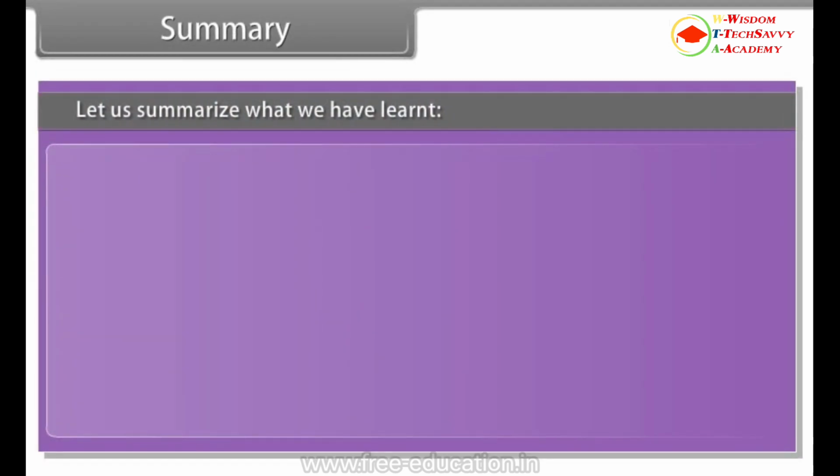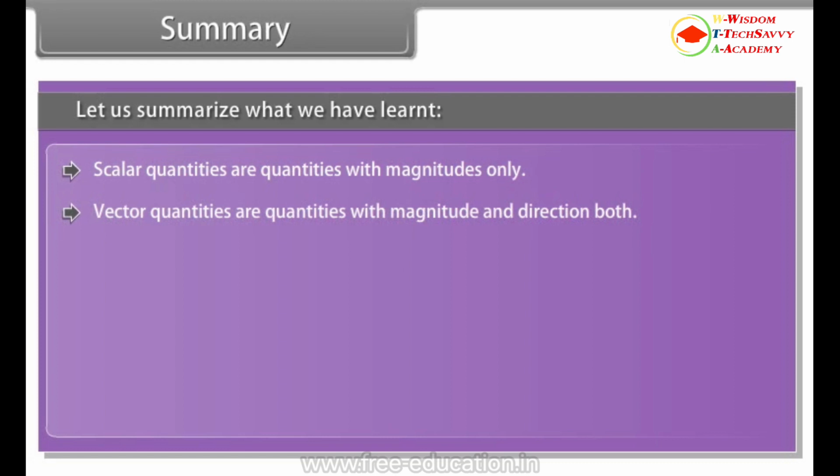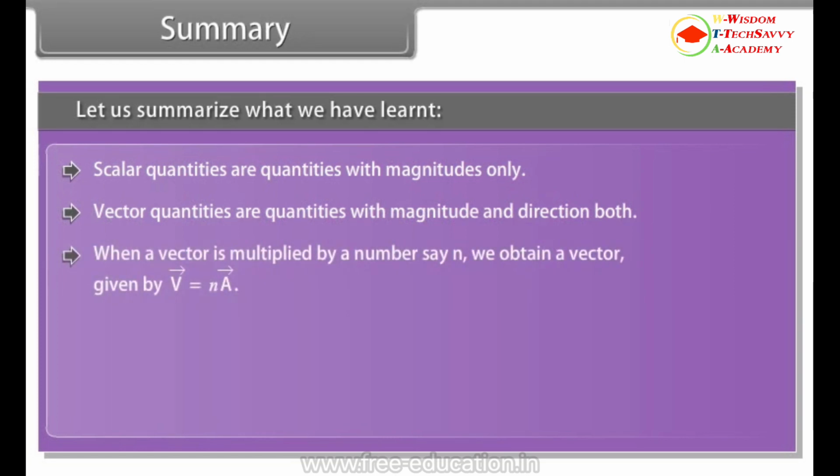Summary. Let us summarize what we have learnt. Scalar quantities are quantities with magnitude only. Vector quantities are quantities with both magnitude and direction. When a vector A is multiplied by a number, say n, we obtain a vector v given by v vector is equal to n times A vector.